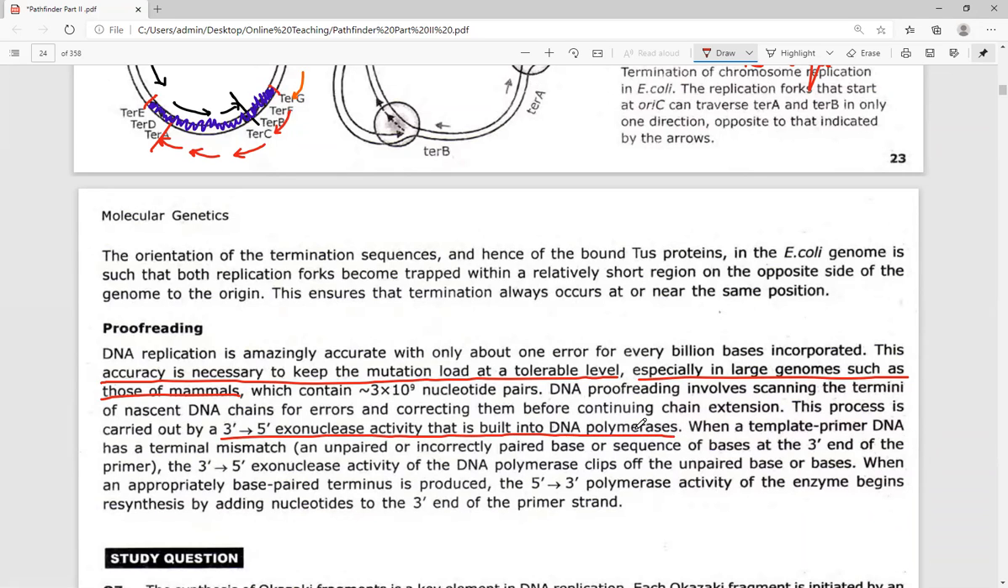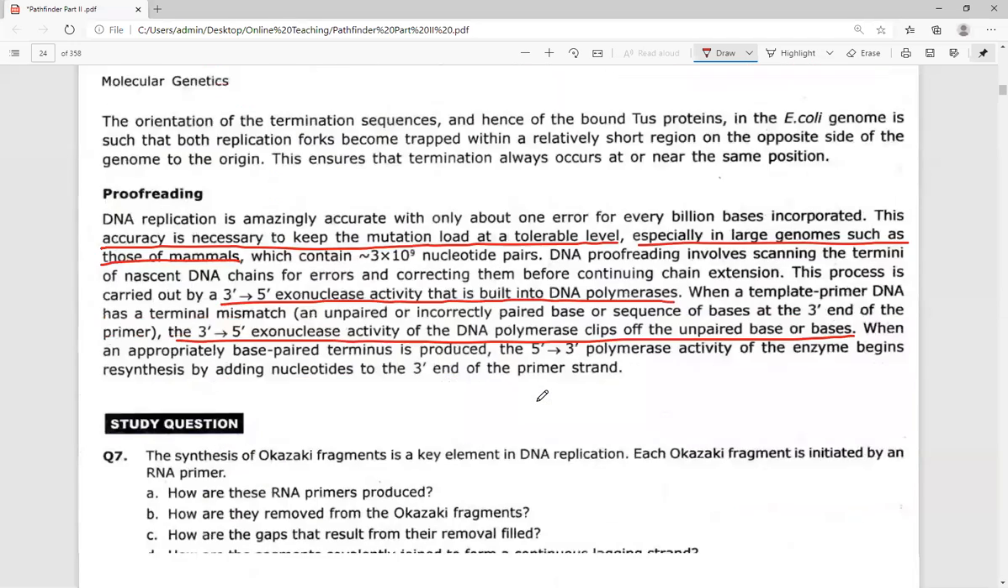When the template primer DNA has a terminal mismatch, the 3' to 5' exonuclease activity of the DNA polymerase clips off the unpaired base or bases. When an appropriate base pair terminus is produced, the polymerase activity of the enzyme begins to resynthesize the nucleotides. I've already told you how the nucleotides are biosynthesized, and if any wrong base has been incorporated, the DNA polymerase itself has the ability of proofreading and can remove that wrong base.